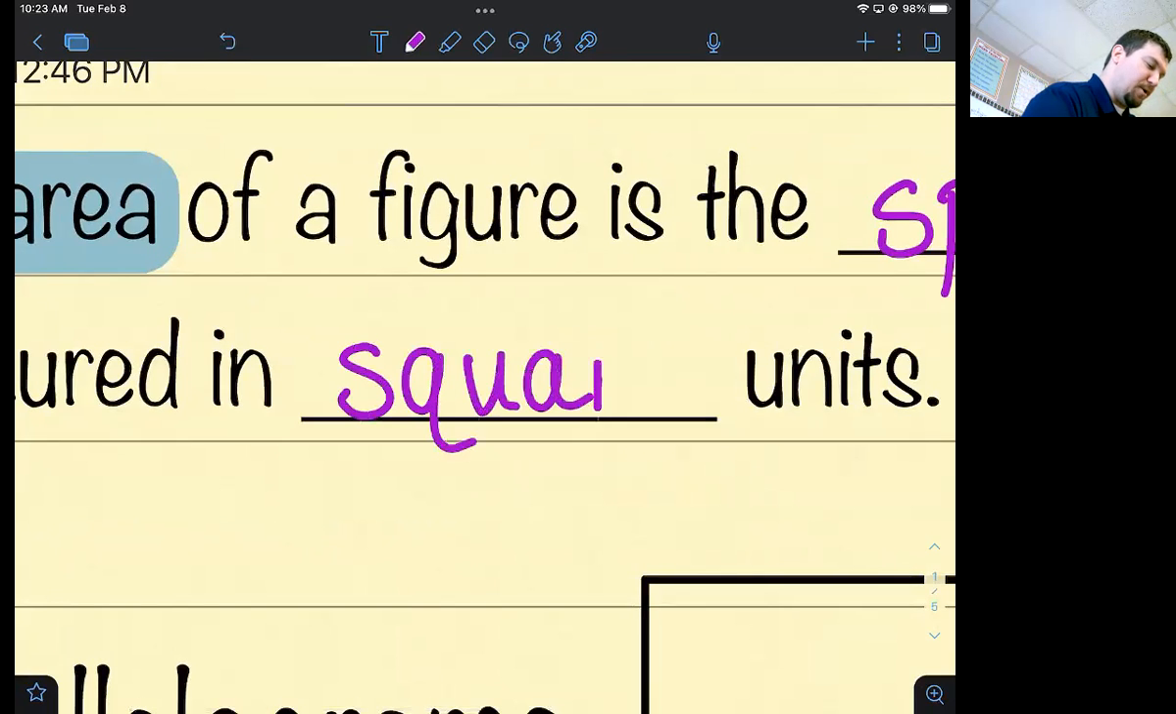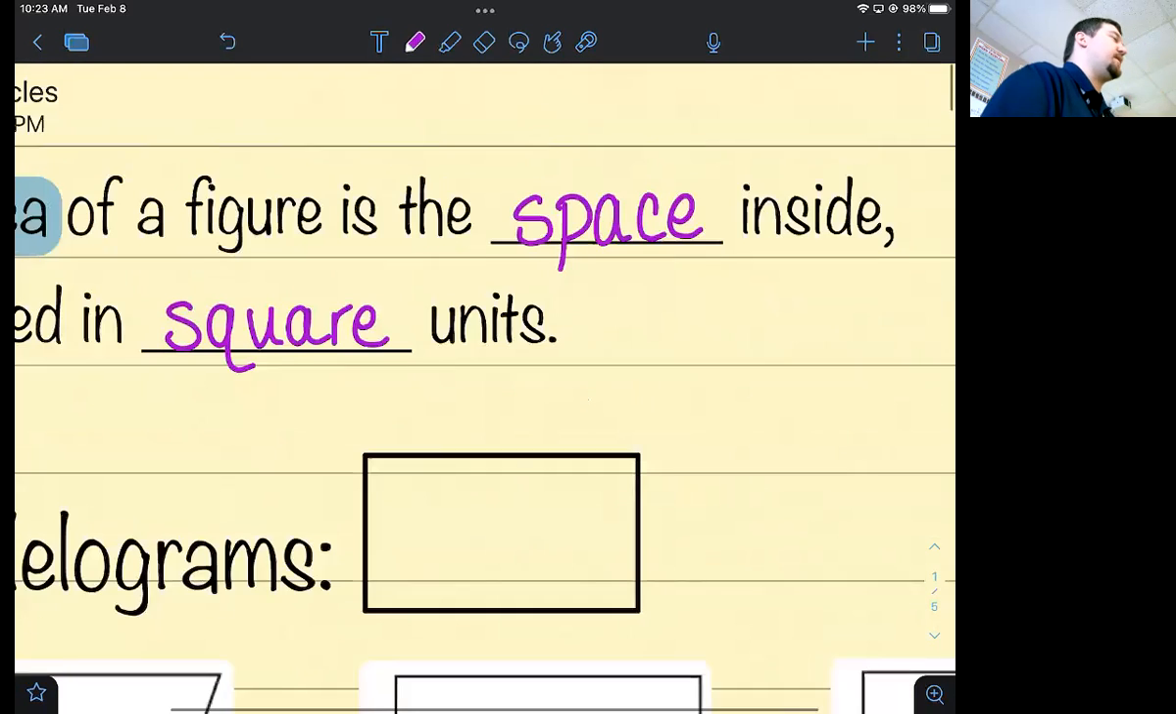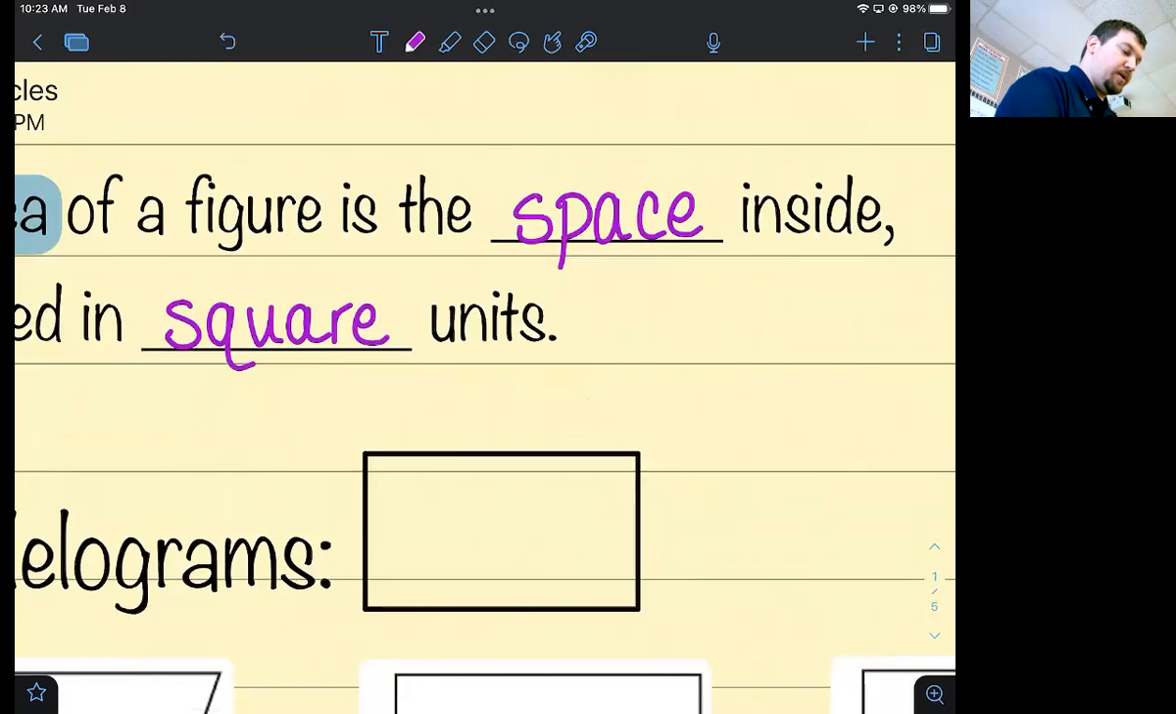When we label our answers on tonight's homework, anytime we're labeling an area answer, we use units squared. There's an abbreviation for that. So inches squared, yards squared, meters squared, whatever.